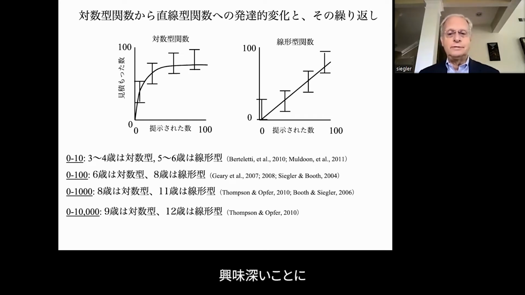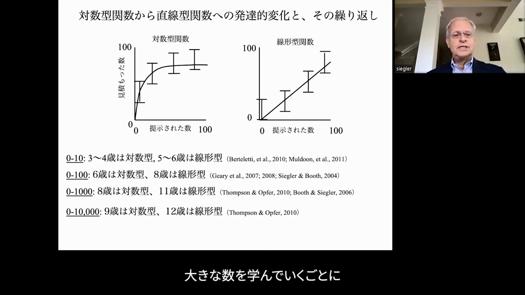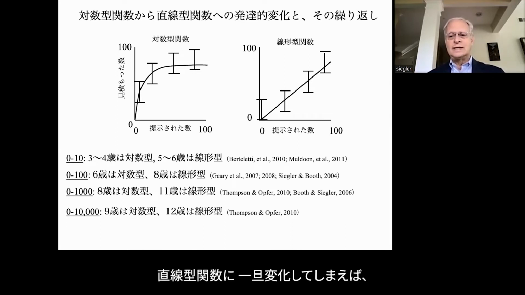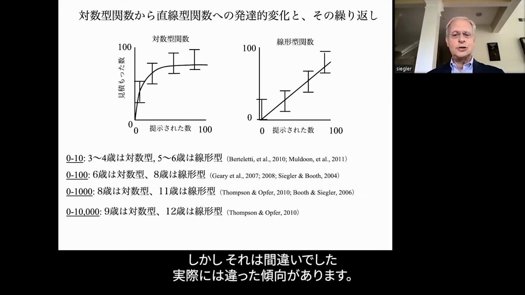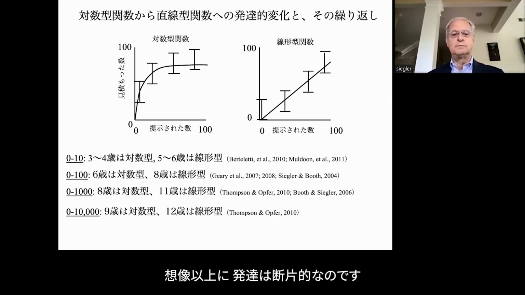Something interesting that we've discovered, and many other people have contributed to this, is that there's a similar developmental transition from logarithmic functions to linear functions that happens at different ages for different numerical scales. So we, and I suspect most people, would have guessed that once you understand the linear function being the right one, you would apply it widely. But that isn't actually what happens. Development is much more piecemeal.